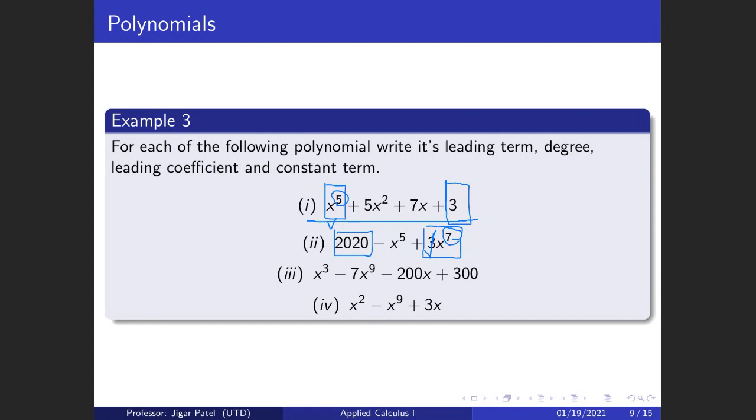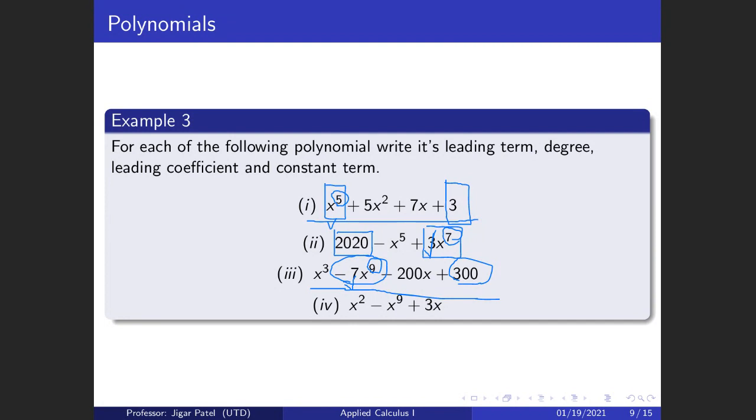Let's do it one more time for number 3. Can you identify the leading term? Well, leading term is negative 7x to the 9. Constant term is 300. Leading coefficient is negative 7 and degree is 9.